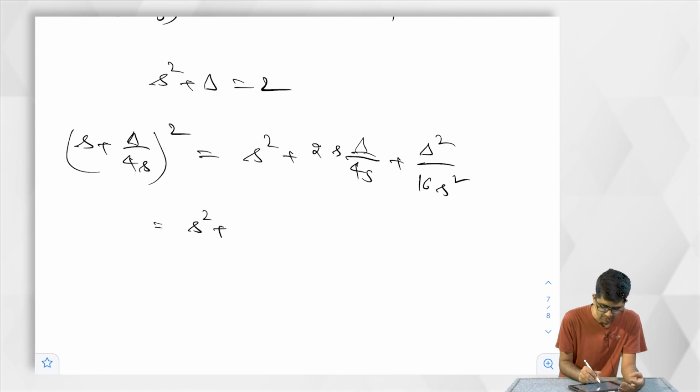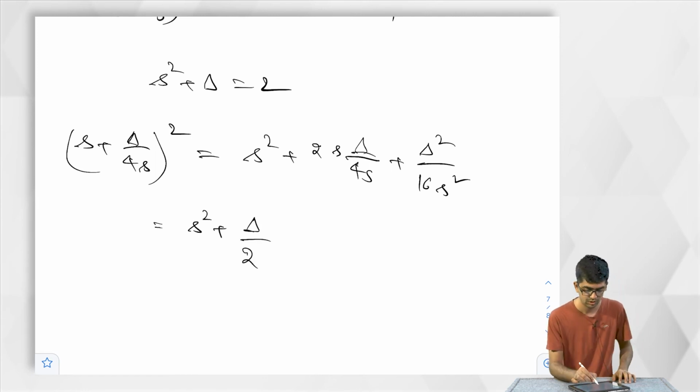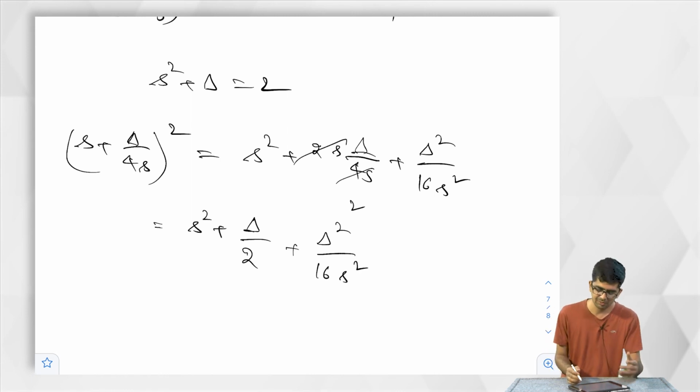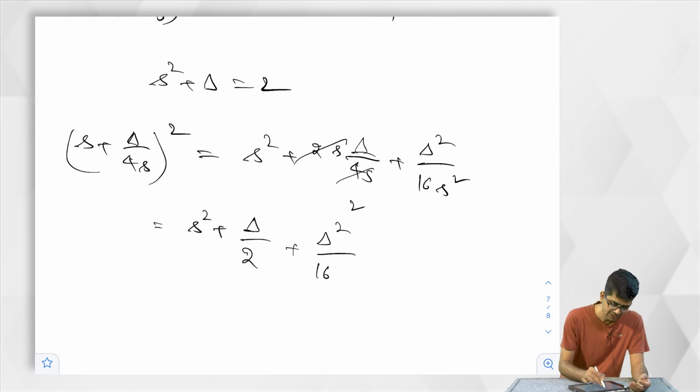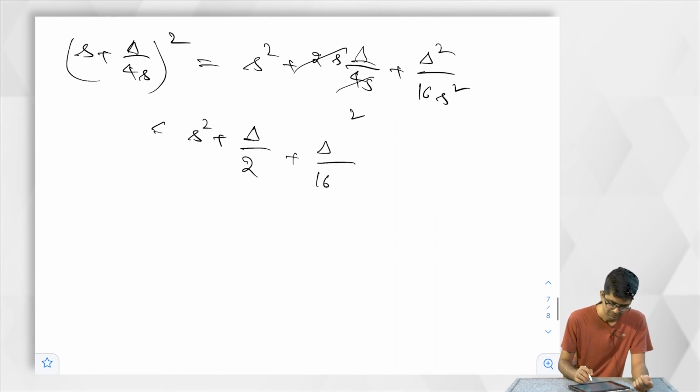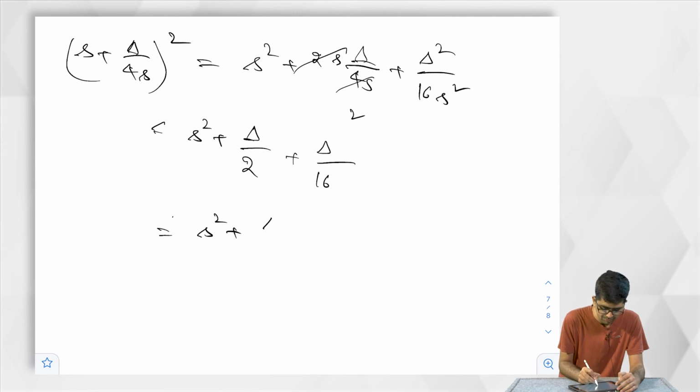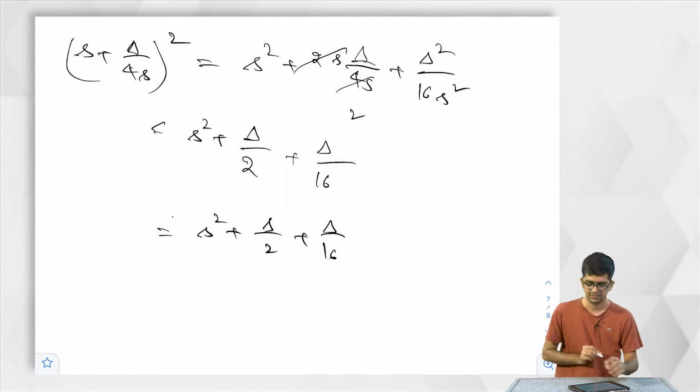This is s square plus delta by 2, just delta by 2, 2s is twice, plus delta square by 16s square. For the justification that I mentioned before, s square can be ignored, but I need to write here less than or equal to. Similarly, delta square can be ignored and we can simply write delta, but then the equality should go, and delta by 16 is, so this is what? So this is equal to s square plus delta by 2 plus delta by 16.